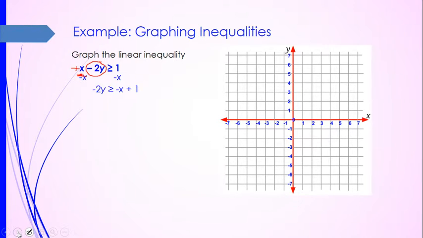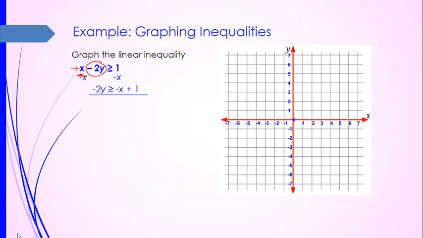So now that I've done that, I go ahead and I rewrite it so that the x comes before the constant in this case, so that it looks like slope-intercept form. Although you could write it at the end, mathematically it's the same. It's just easier if we have a form that we're easily able to recognize.